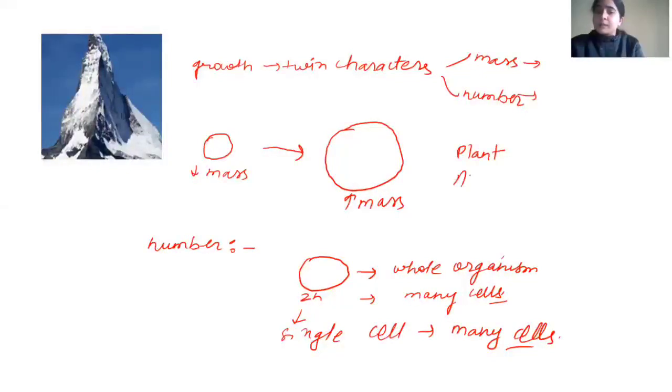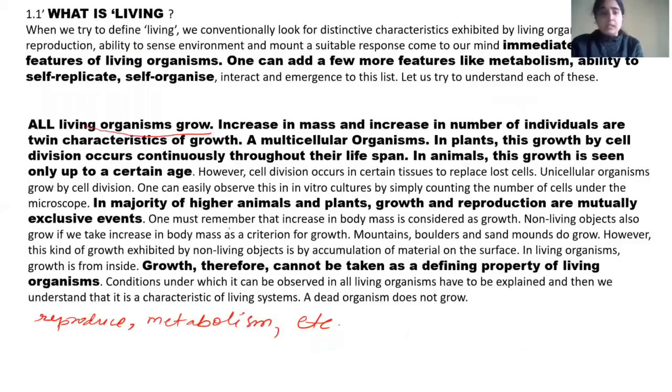The second thing, when it comes to plants and animals, is that plants grow throughout their life, and animals stop at a certain age. That is, growth in animals is seen only up to a certain age.